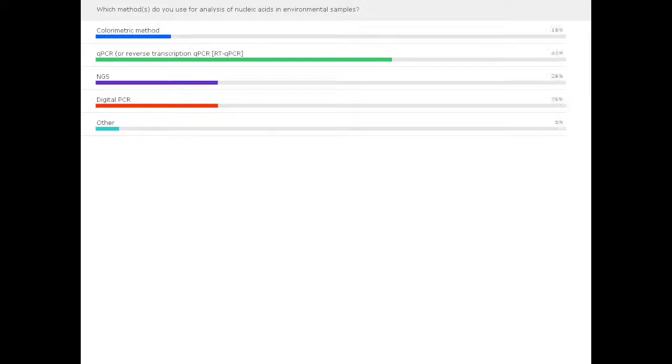So it sounds like we have a very clear winner. qPCR is definitely the most popular method used right now, which sort of correlates with what the publications have been showing. About 63% of you are currently using qPCR for environmental studies. Digital PCR is making its way over there with 26%. And colorimetric methods seem to be the last choice for this audience, at least.